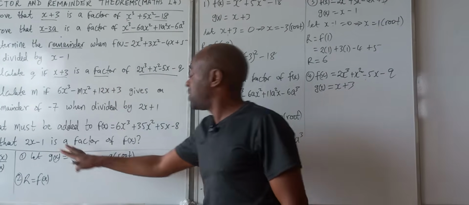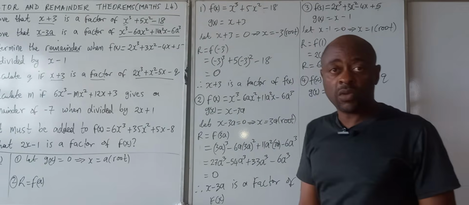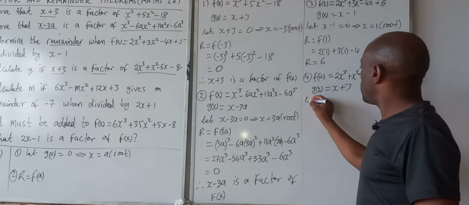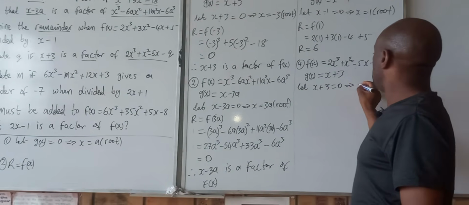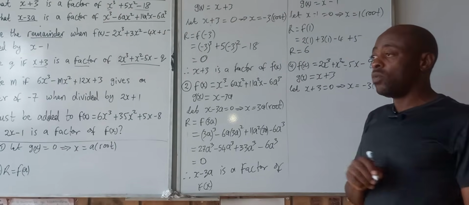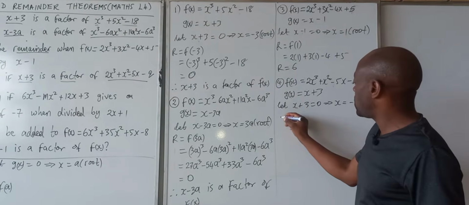So I will follow my same 2 steps, but in the position of r, I will put in 0 because they use the keyword factor. So I will start by saying let x plus 3 be equal to 0. It will give me my x as negative 3, which is my root. That's my step number 1. The usual step 1 and step 2.